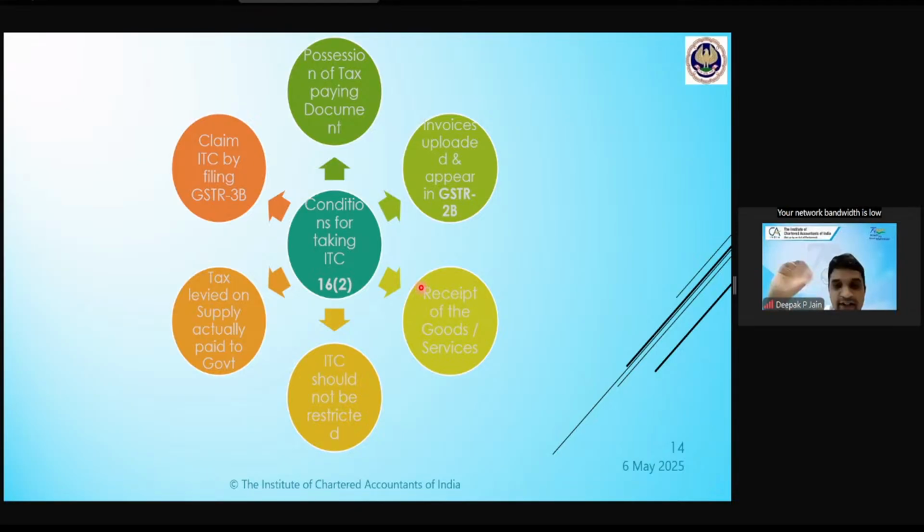Clear with these 6 conditions, because these are the 6 conditions which are relevant, and on satisfying all the 6 conditions only you can claim the credit.